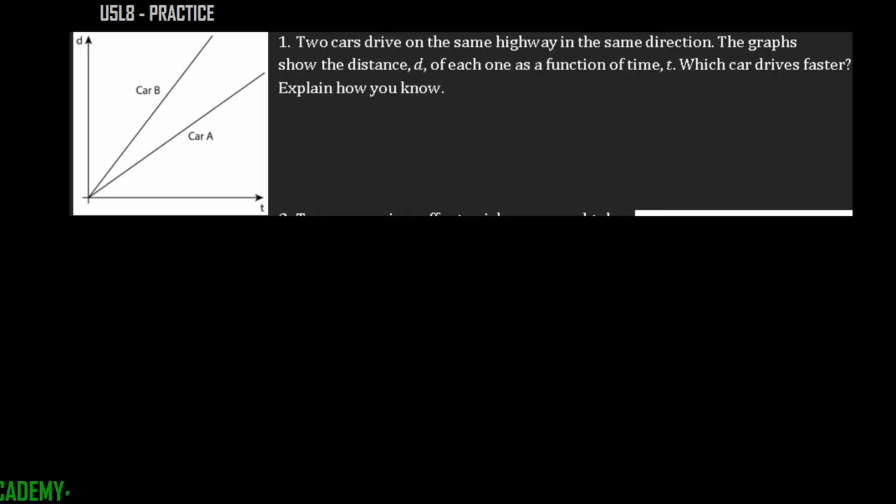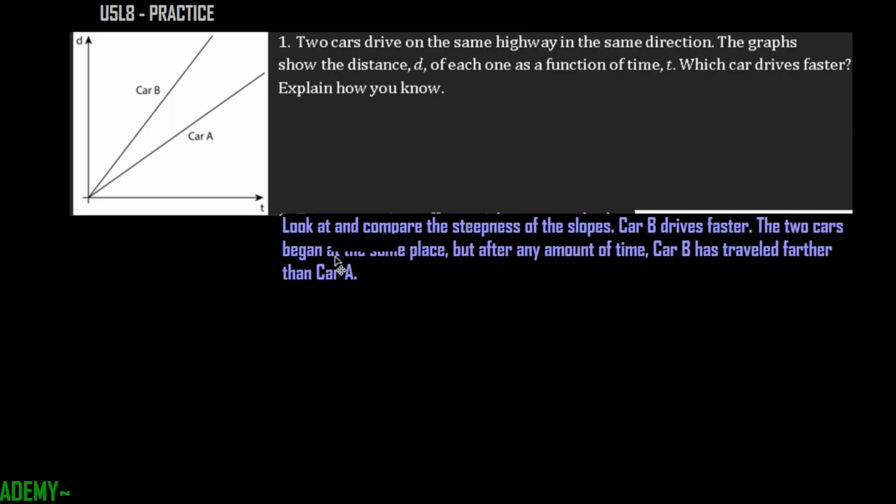So on the back, starting this practice, it says 2 cars drive on the same highway in the same direction. The graphs show the distance d of each one as a function of time t. So our dependent variable is our y-axis, which is the distance, and our independent variable is time t, which is on the x-axis. And it says which car drives faster and explain how you know.